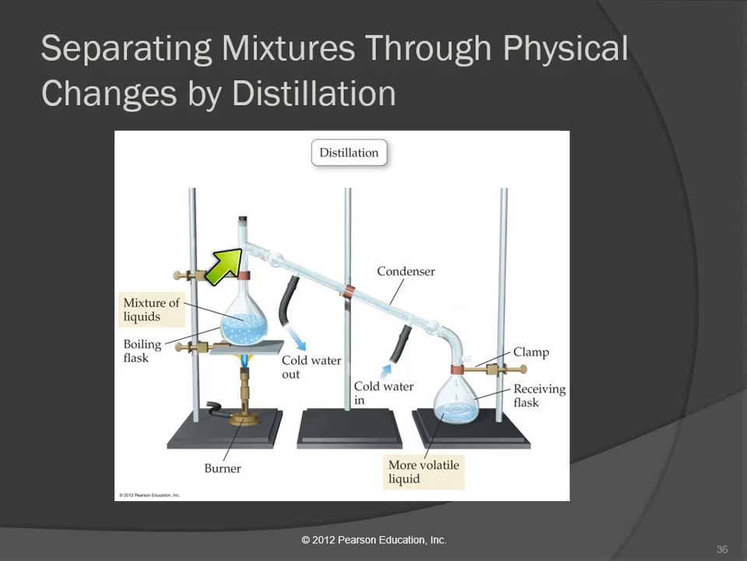So it's all closed in here, and that gas travels through a condenser, which is a double-walled glass tube, and we've got cold water running through the outside portion, and so that cools the gas, which causes the gas to condense. It condenses back to a liquid, runs down here, and we collect it in this flask. So the alcohol will come off, the more volatile liquid will come off, and the water will stay behind.